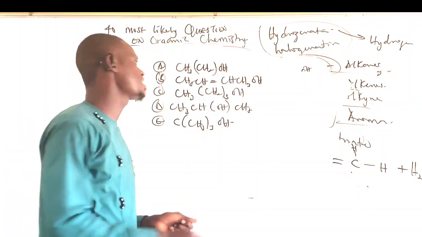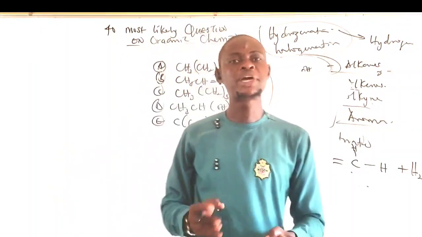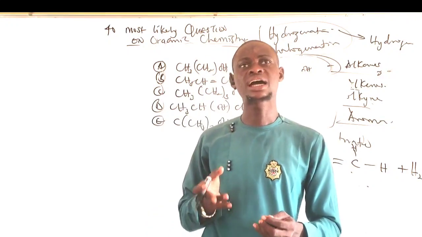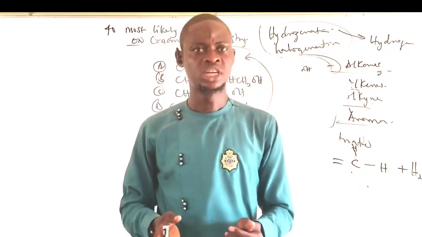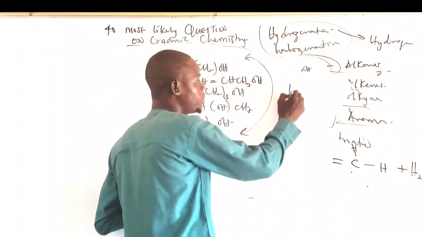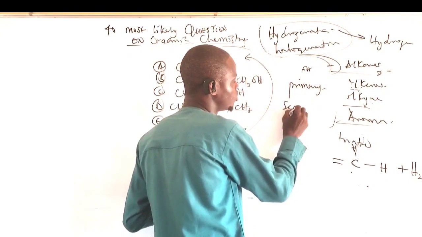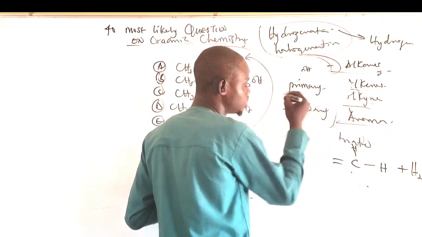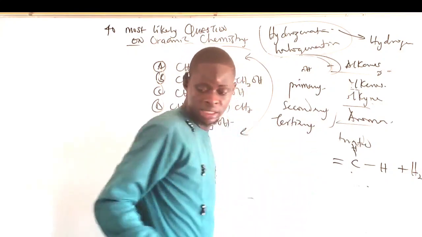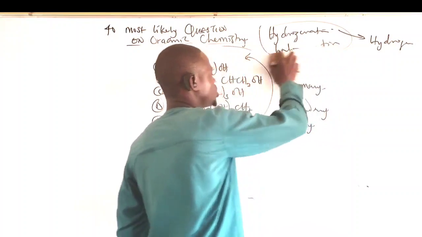Now, how do you indicate? You see, alkanols are classified based on the position of their hydroxyl group. Are you getting something now? We can classify alkanols based on the position of what? Based on that, alkanols are classified into 3. Here we have a primary alkanol, a secondary alkanol, and the tertiary alkanol. Now take note of this.